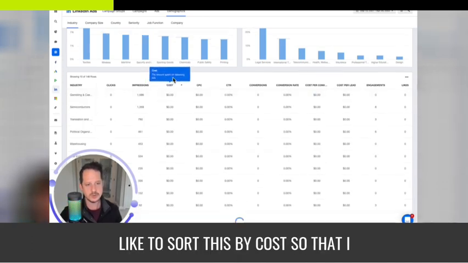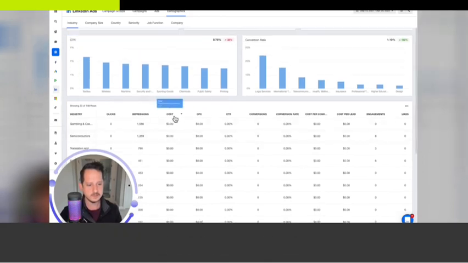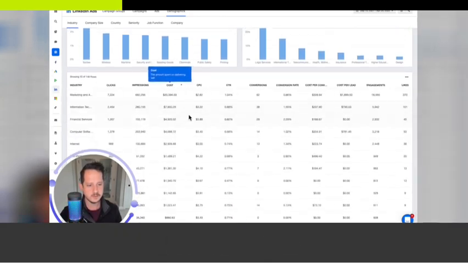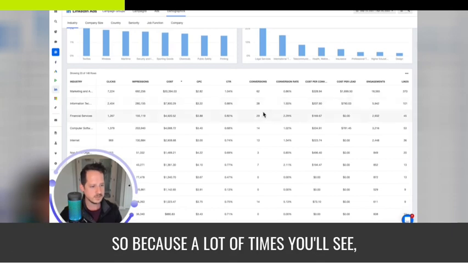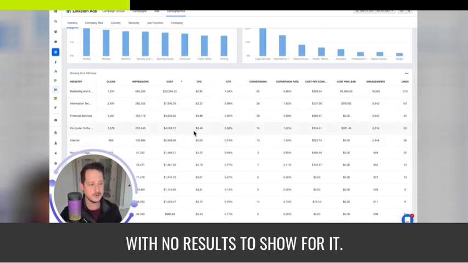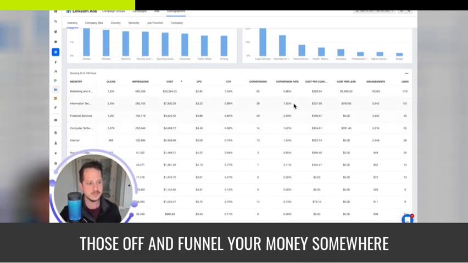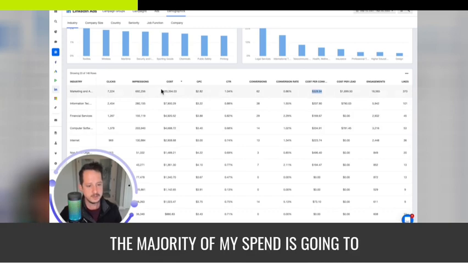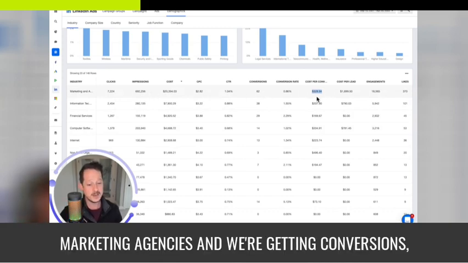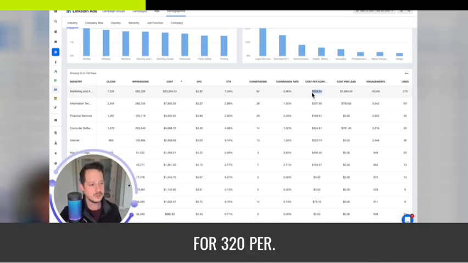And actually, I like to sort this by cost so that I can see the biggest opportunity. Because a lot of times you'll see a pocket in here where you have a decent amount of spend with no results to show for it. And it's an easy win when you can shut those off and funnel your money somewhere else. So here, the majority of my spend is going to marketing agencies, and we're getting conversions, which for us is a booked call, a booked meeting, for $320 per.